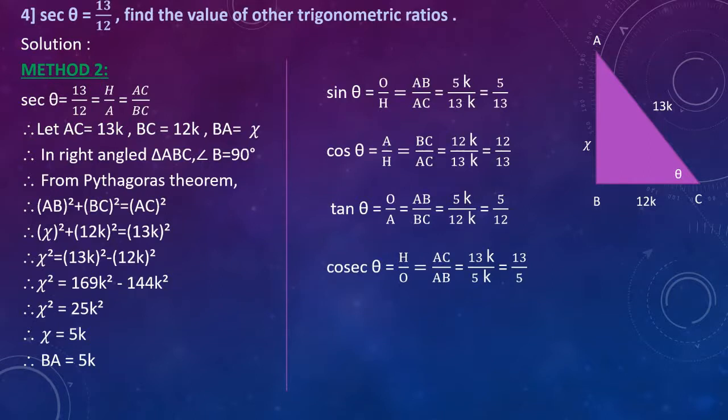Now the next trigonometric ratio is cosec theta. Cosec theta is the multiplicative inverse of sine theta, which is equal to hypotenuse upon opposite. The hypotenuse side here is AC and the opposite side is AB, which is equal to 13K upon 5K. Now again K and K will get cancelled and we get the ratio of cosec theta is equal to 13 upon 5.